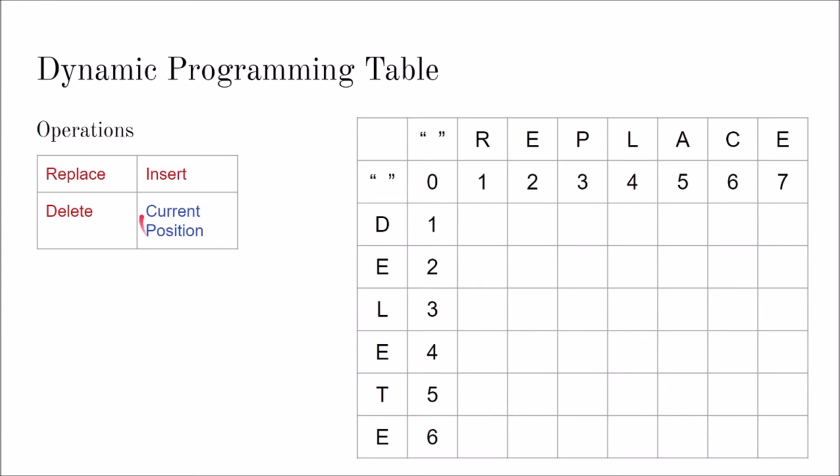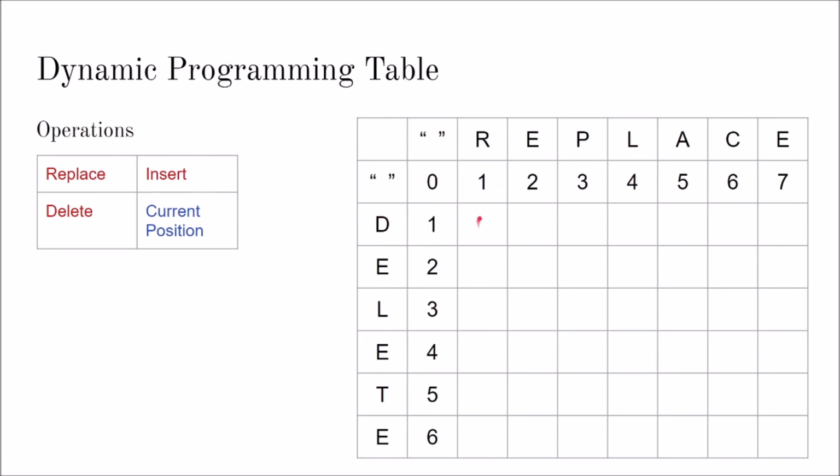Let's say this is my position on the table. So the cell on the left represents the delete operation. The cell on the top represents the insert operation, and the cell on the corner represents the replace operation. So we need to pick the minimum value of these three cells and then add 1 to it. Now we need to do this only when there is a mismatch.